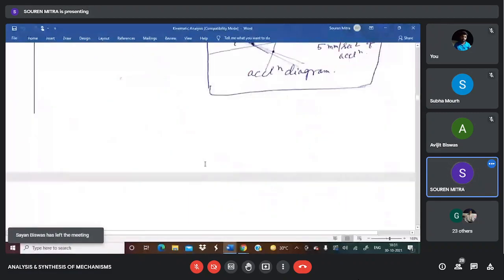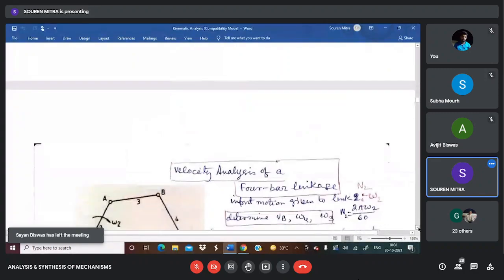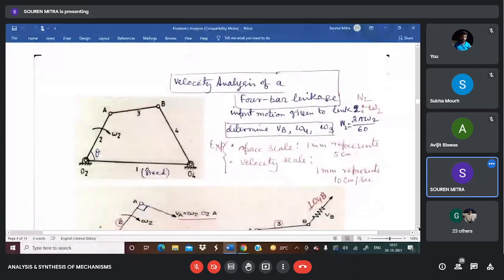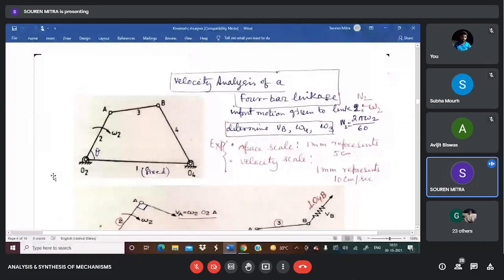Start with a 4-bar linkage. So this is the forward linkage. What are the things that we require to start the analysis? First of all, the linear dimensions for the links, say L2, L3, L1, L4, have to be given, and this angle theta has to be given. The orientation also needs to be given, otherwise we won't be able to draw the linkage. So the value of theta should be provided.